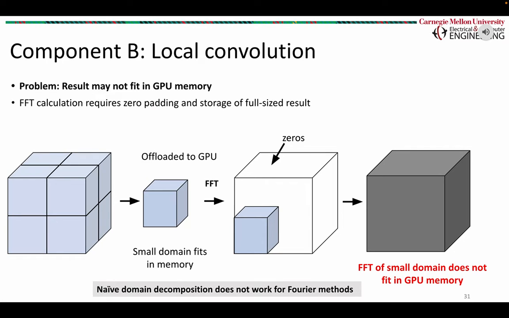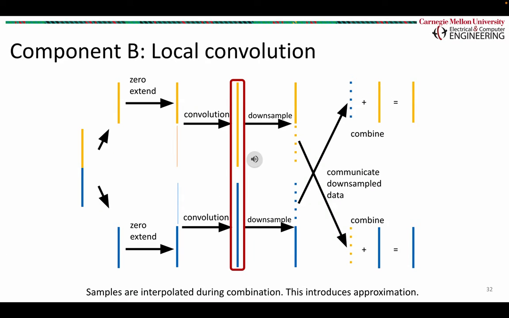Processing the convolution of a subdomain locally within a GPU is non-trivial because an FFT-based convolution involves zero padding the input to the size of the output, which is very large. This will not fit into GPU memory, and so naive domain decomposition does not work for Fourier methods. We propose a local convolution that can fit into GPU memory.